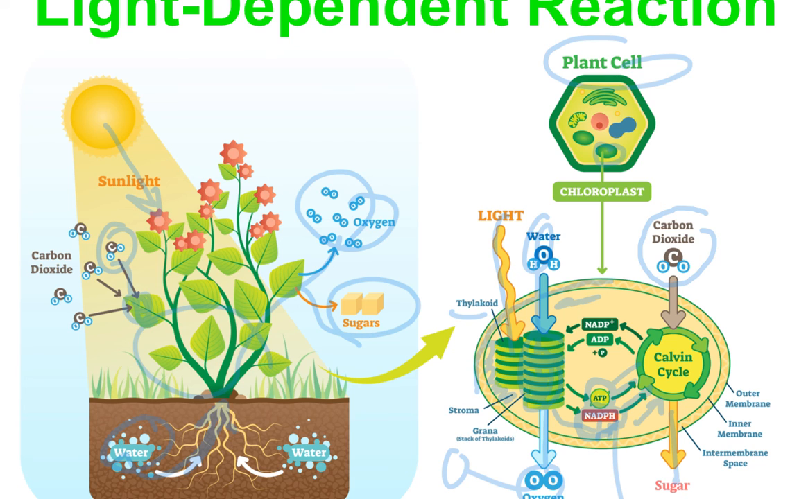So this is the other part of photosynthesis. This doesn't always happen at night. It's happening whether or not there's sunlight or not. These light-independent reactions, the Calvin cycle, are happening in this fluid next to the granum stacks called the stroma.